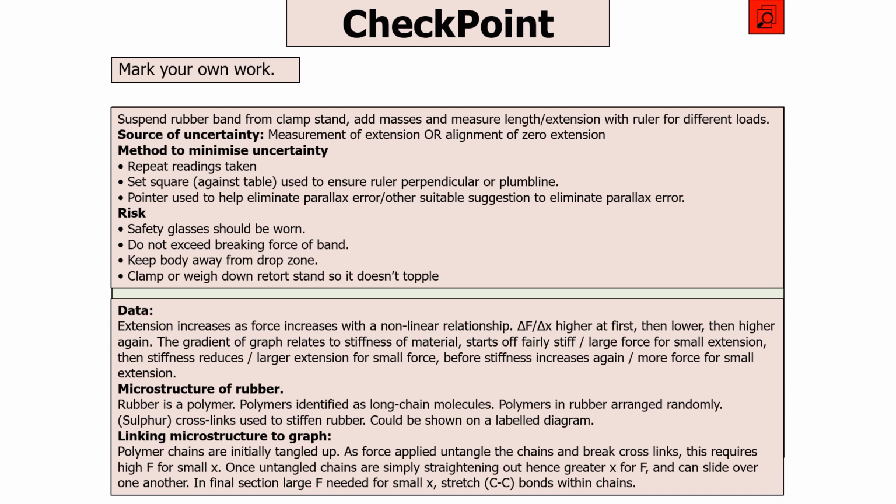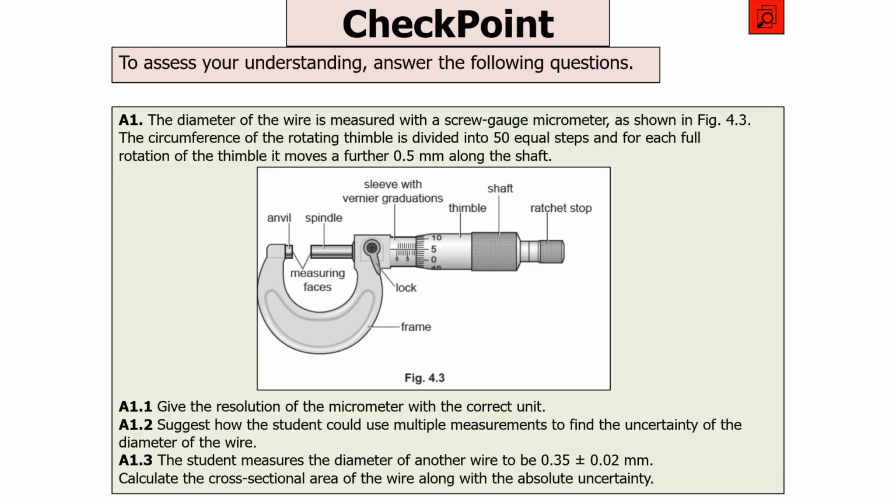The next question says the diameter of a wire is measured with a screw gauge micrometer as shown below. The circumference of the rotating thimble is divided into 50 equal steps, and for each full rotation of the thimble it moves a further 0.5 millimeters along the shaft. So give the resolution of a micrometer with the correct unit. Suggest how the student could use multiple measurements to find the uncertainty of the diameter of a wire.